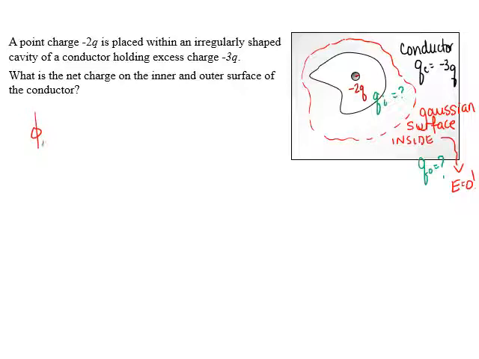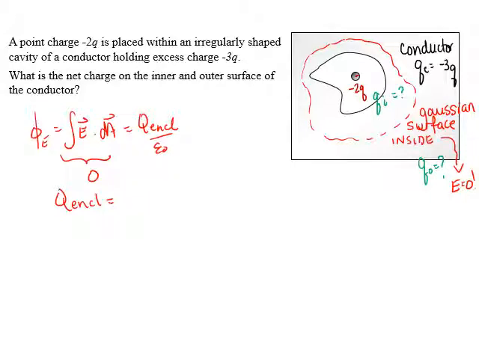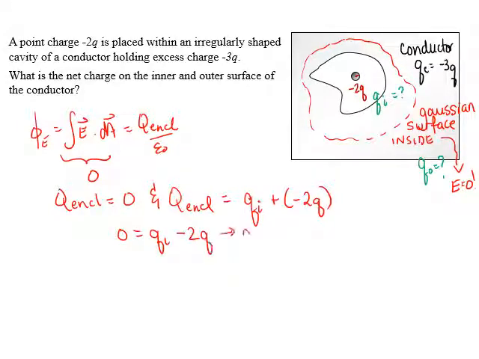Now I'm going to write Gauss's law. The net electric flux is equal to the integral of E dot dA equals Q enclosed over epsilon naught. This part is 0 because the electric field is 0. That tells me that Q enclosed, so the net amount of charge inside the Gaussian surface, must be 0. And the net amount of charge inside the Gaussian surface must be whatever is spread to this inner surface and the point charge. So Q of the inner surface plus the point charge minus 2Q. So 0 equals Qi minus 2Q. So Qi equals plus 2Q. The point charge draws equal and opposite charge to the inner surface.